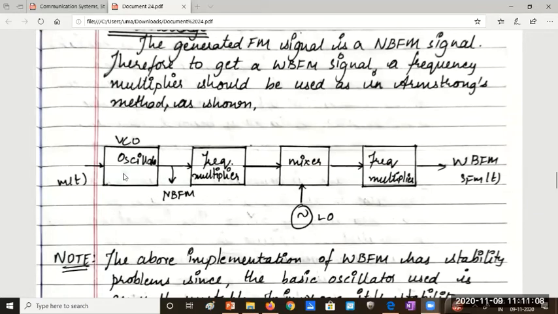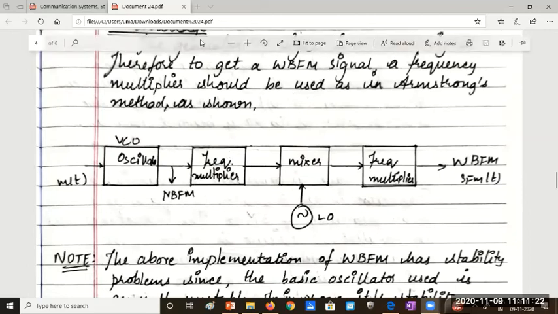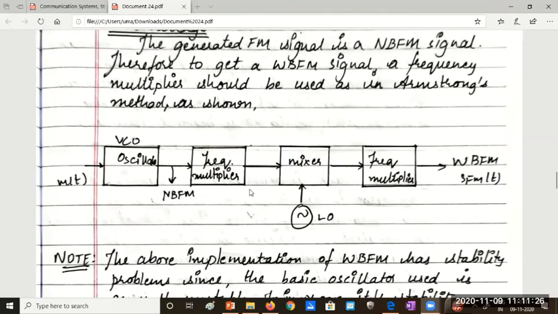37.5, right? 75 by 2 is 37.5. So 75,000 divided by 20 means it will be 7,500 by 2, 3750, right? Am I right? So you should get a multiplication factor of 3750 to get the frequency deviation of 75K. That 3750 will be split into 2 multipliers because it is huge.